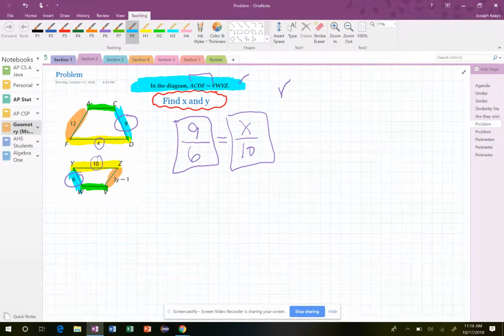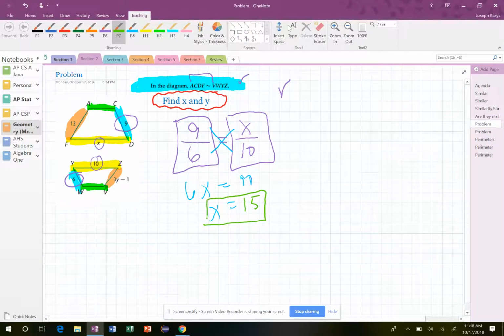Well, what did we learn last section? We learned how to solve for proportions like this. So this is going to be 6 times x is 6x, 9 times 10 is 90. How many times does 6 go into 90? I think it's 15 maybe. Yes, 15. So I just used my calculator and I found the value of x to be 15.